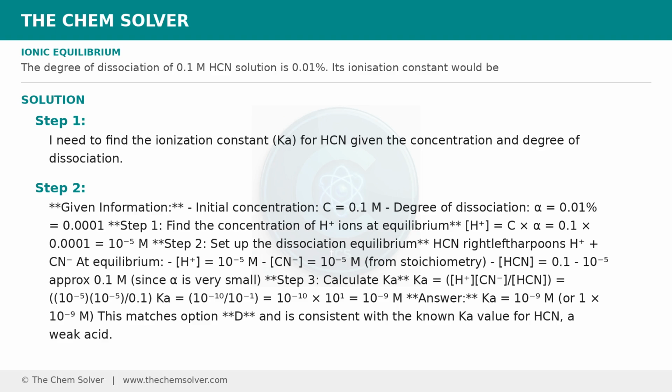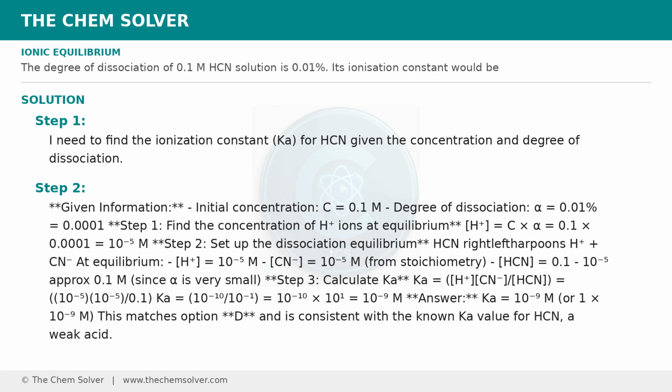I need to find the ionization constant, Ka, for HCN given the concentration and degree of dissociation. Given information: initial concentration, C equals 0.1 M; degree of dissociation, alpha equals 0.01%, which equals 0.0001. Step 1. Find the concentration of H+ ions at equilibrium.